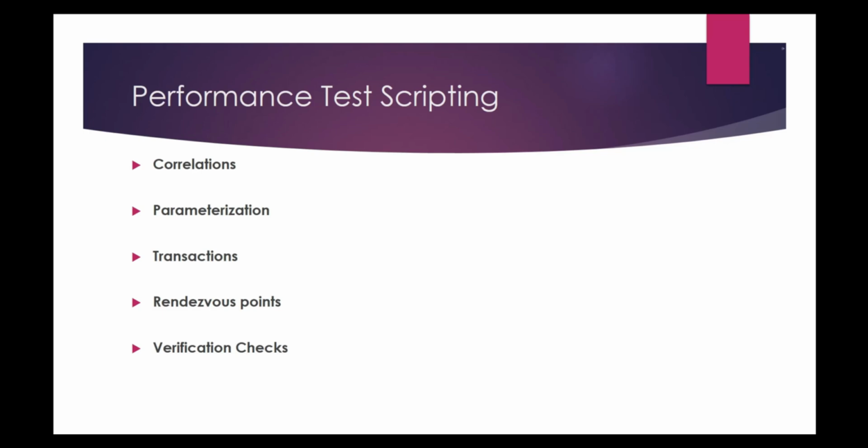Verification points like text check and image check are used to make sure that the script is successfully navigating throughout the workflow. If an error occurs in between, through these verification points, we could know exactly where the script is failing.